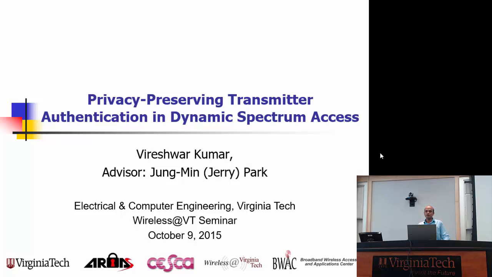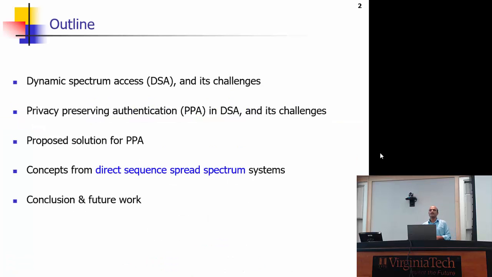Today we are going to look into some aspects of dynamic spectrum access, in which we will specifically see what kind of authentication requirements there are. We will start with the idea of dynamic spectrum access and its challenges. Then we will look into the requirement for privacy preserving authentication in dynamic spectrum access, and the challenges in developing a privacy preserving authentication scheme. Then we will see what we proposed as a solution.